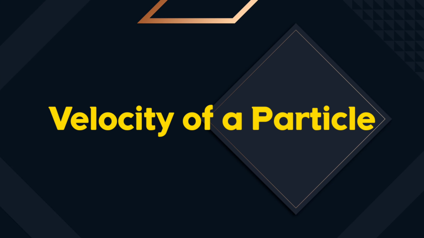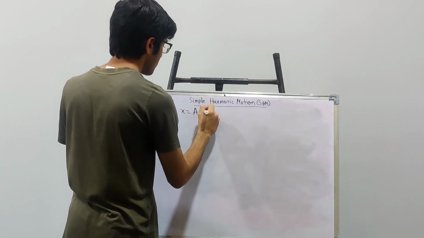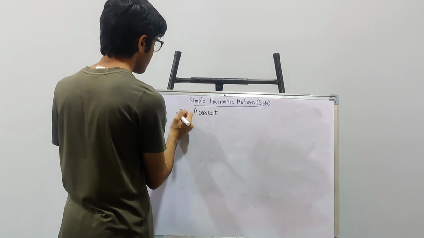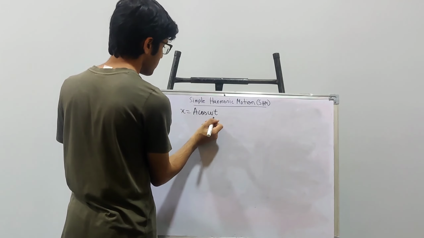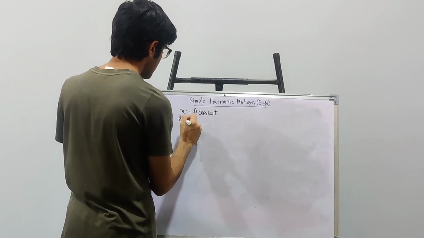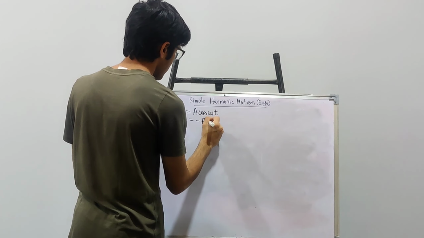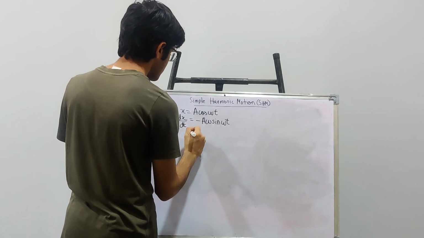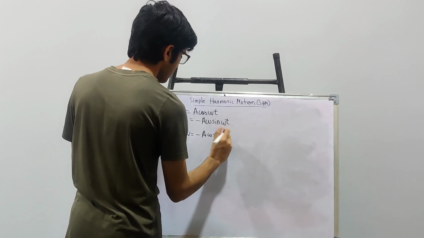Now let us see the expression for the velocity of a particle. We can say that the displacement x is equal to A cos omega t. So velocity is nothing but the derivative of x with respect to t. So velocity is dx upon dt, which is equal to minus A omega sin omega t. This is the velocity.